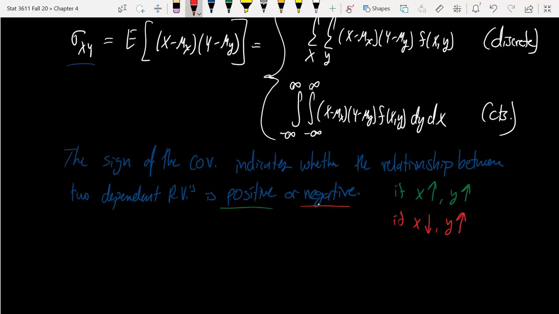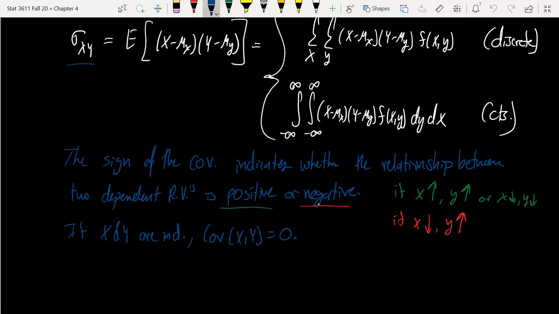A positive relationship means they would behave the same way. And so it could be vice versa, right? If x decreases, we expect y to decrease as well. Okay. And this is between two dependent random variables. That's because if x and y are independent random variables, then the covariance is 0.